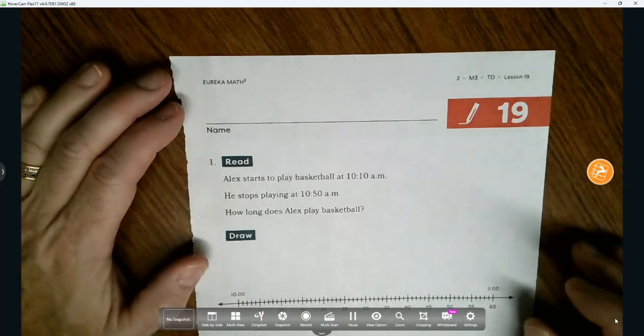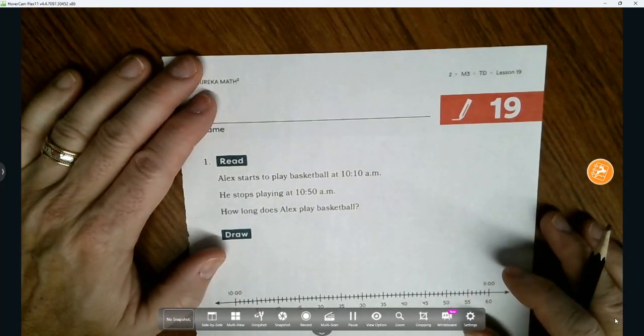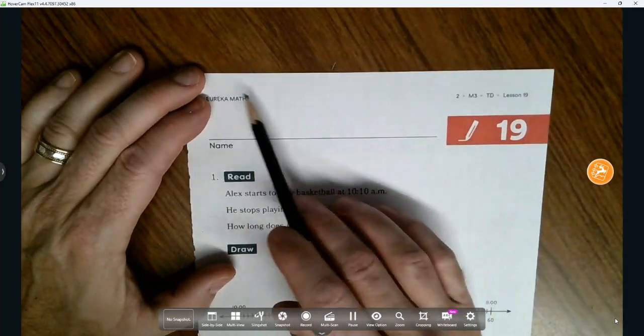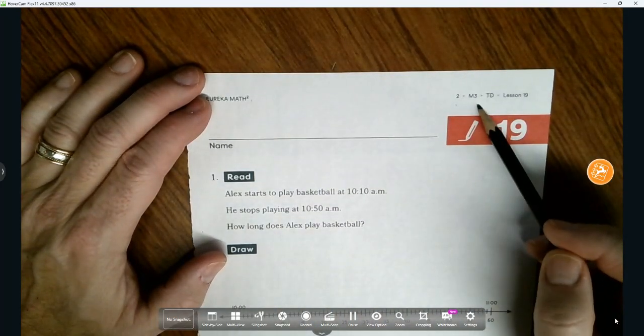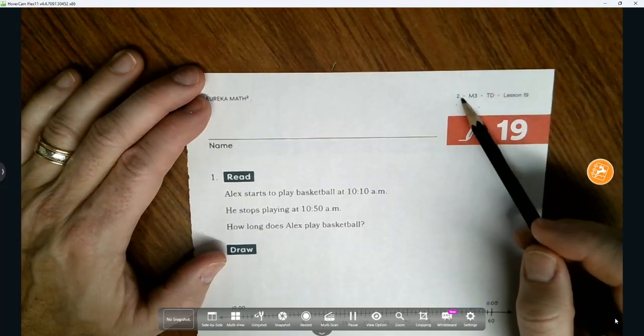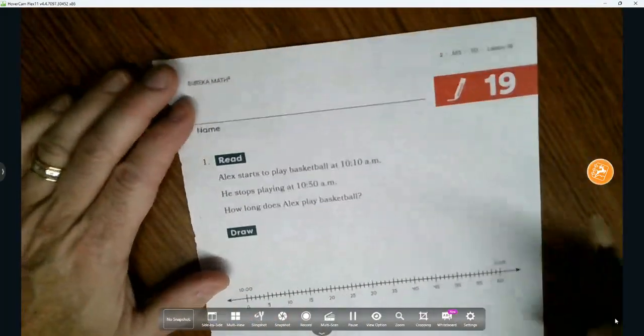We're here. This is the last homework assignment in Eureka Math Squared, Module 3 for second grade, Lesson 19. We're on page 115, and we have one to do on 116. Let's get this over with.